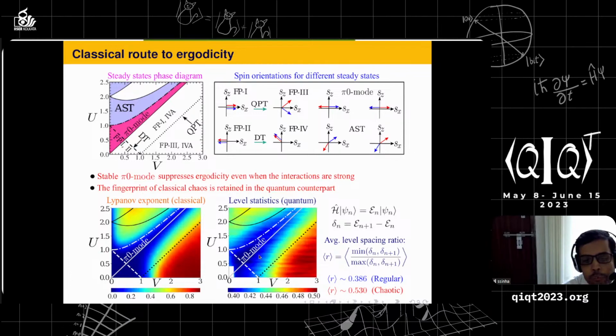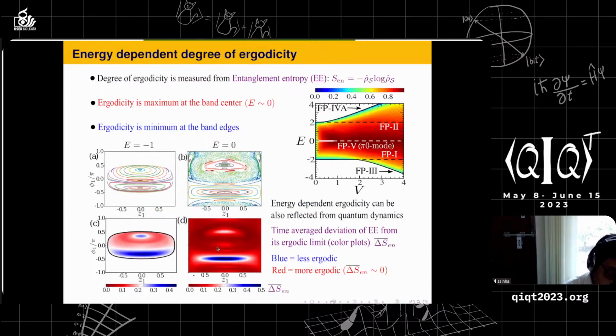So there is indeed some reflection of the underlying classical dynamics on the ergodic behavior of a quantum system, which can be quantified from level spacing analysis or even from the entanglement entropy. Most importantly, interestingly, we find that in the regime where the pi zero mode is stable, the ergodic behavior is less, like this blue region where the pi mode is stable. That is reflected in both the classical and the quantum system.